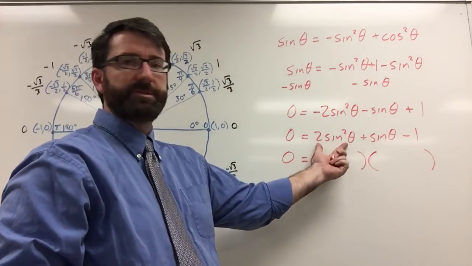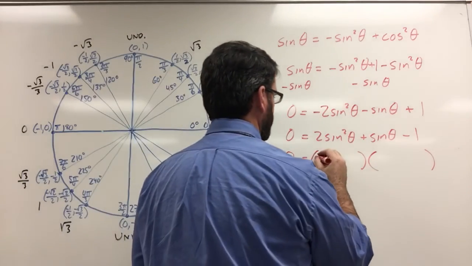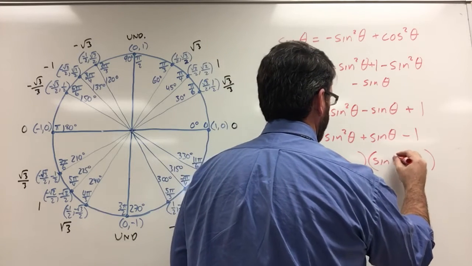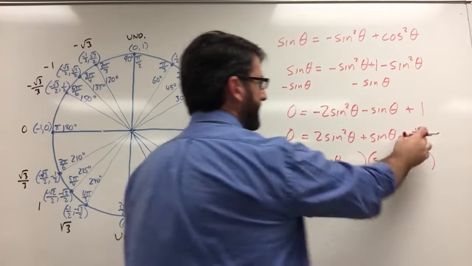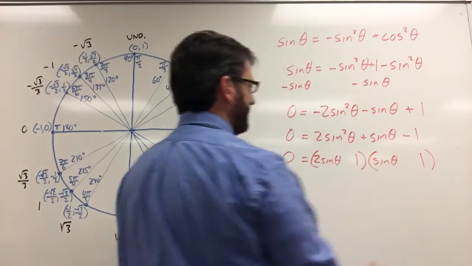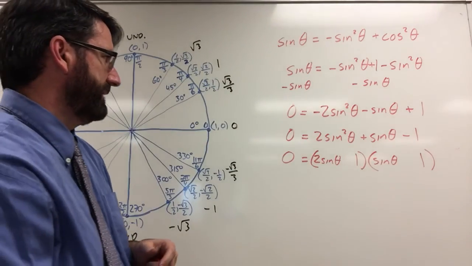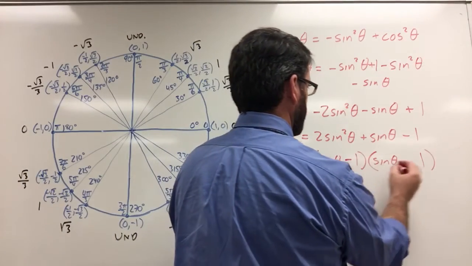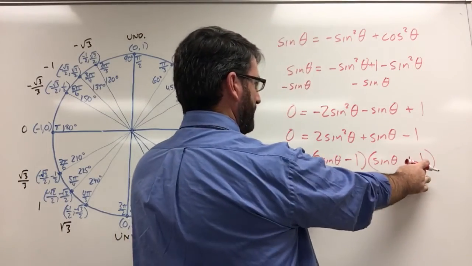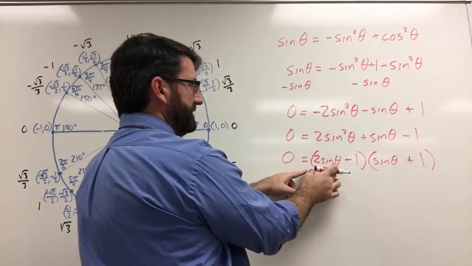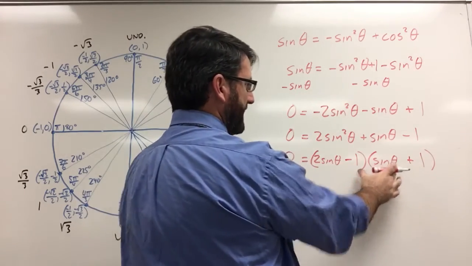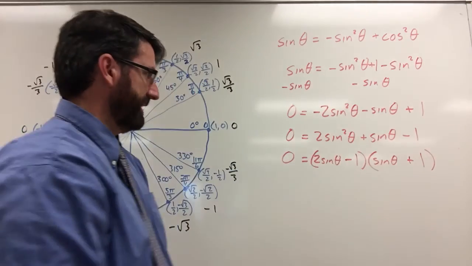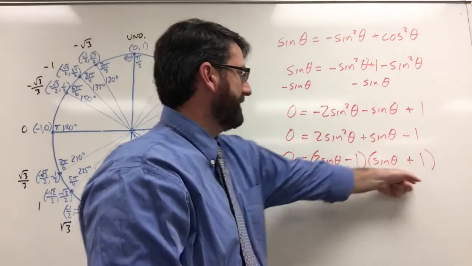To get 2 sine squared theta, we need to multiply 2 sine theta and sine theta. And to get negative 1, we need 1 and a negative 1. And so we want the negative to go here so that when we multiply these, we get positive 2 sine theta. This would give us negative 1 sine theta. And they'd add to this positive 1 sine theta in the middle. All right, now we've got it factored.